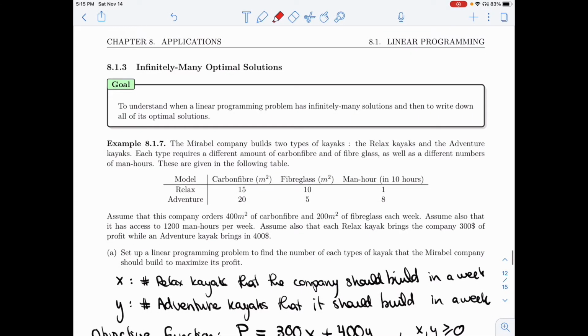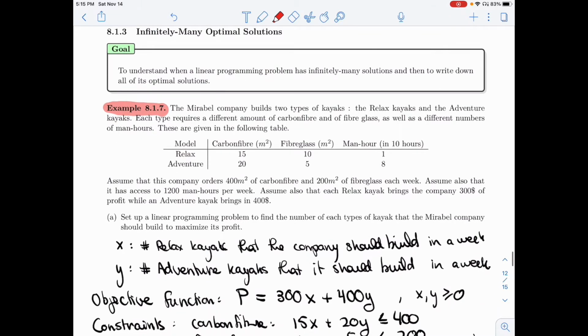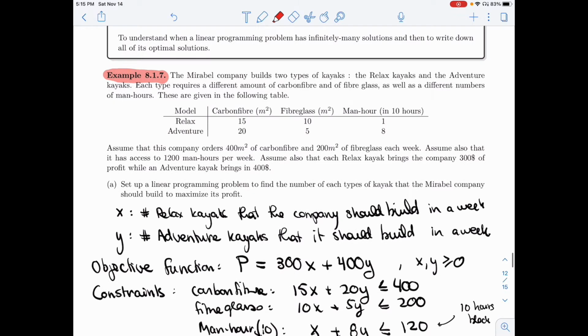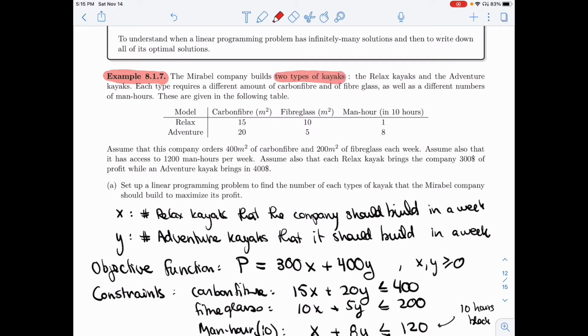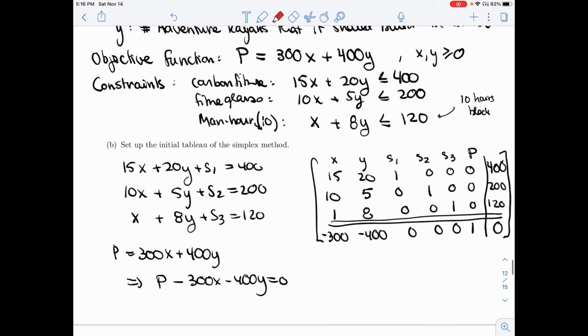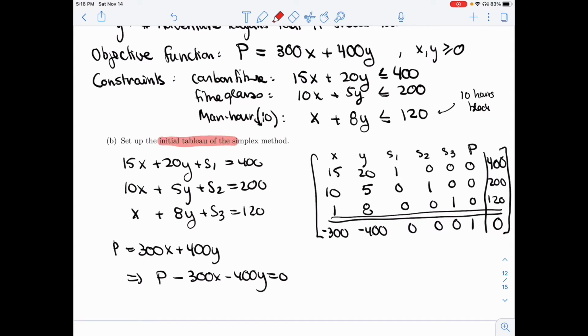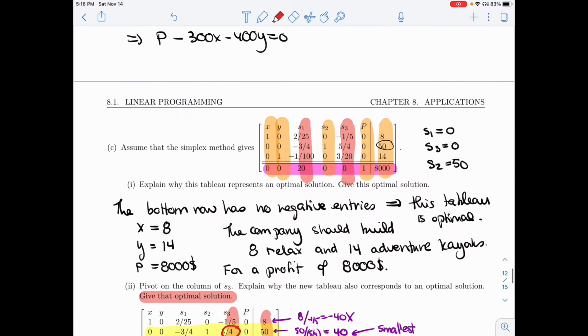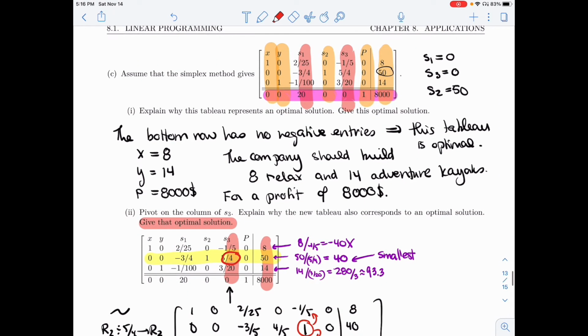Welcome back. We're still working on example 8.1.7. That's in the section about infinitely many optimal solutions. We had a company that was trying to build two different types of kayaks and was trying to figure out how many of each to build to maximize their profit. In the first video, we set up the linear programming problem and we started with the initial tableau of the simplex method. In the second video, we found two different optimal solutions.